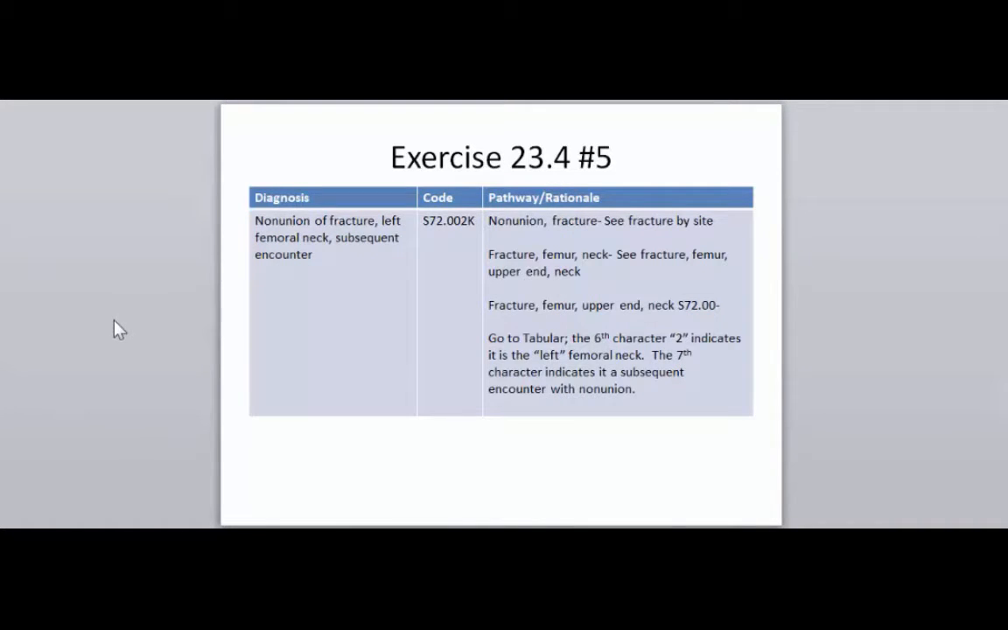Exercise 23.4, number 5, is a non-union fracture. So that's where you're going to use that 7th character K here for subsequent encounter non-union. Remember, subsequent encounter is when the patient is no longer receiving active treatment. They're in the routine healing phase. But in this case, the healing is not routine, and the patient's presenting with a non-union of that fracture.